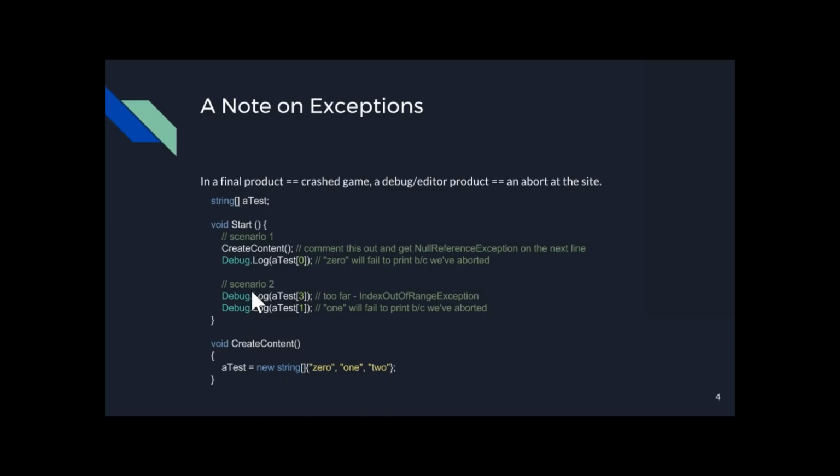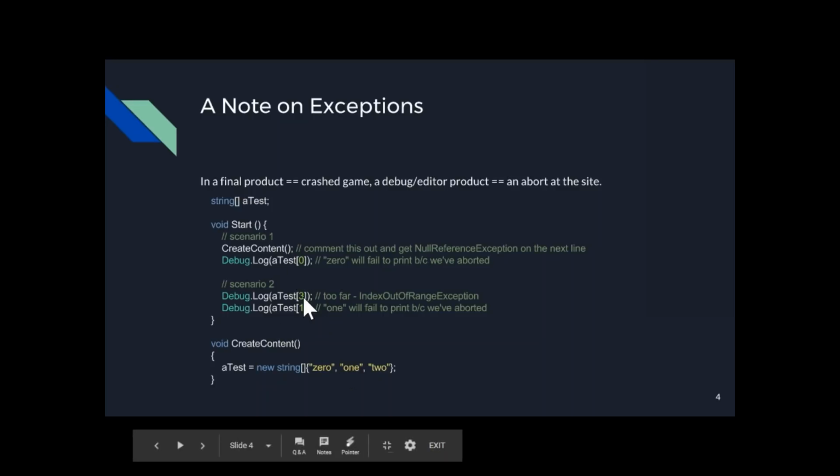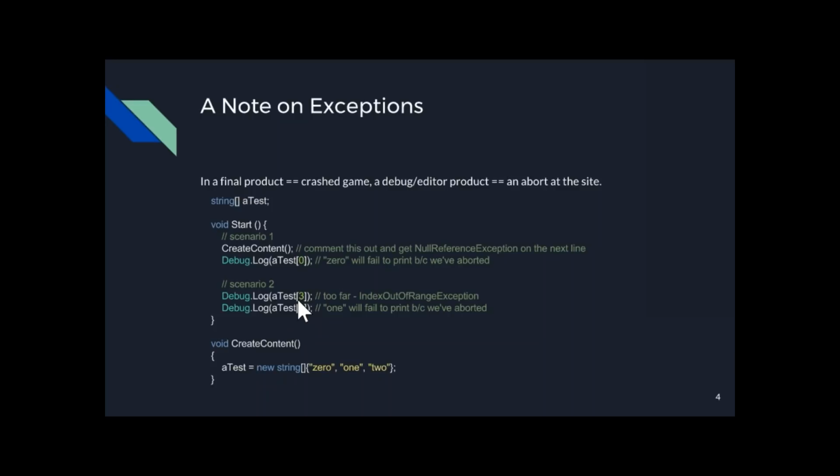None of the code after an exception gets run because it basically aborts out of the line of code at that point. So scenario 2 is if you've done everything correct and you do in fact have your array being created, but you accidentally go one step further than your array allowed for. You'll get that index out of range exception, and just like before, the very next line, in this case trying to access index 1 again, will simply fail. None of that code will be executed.